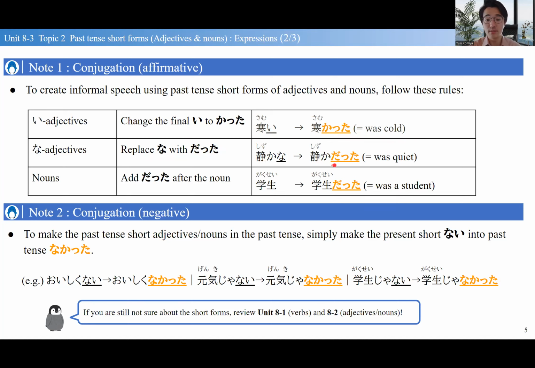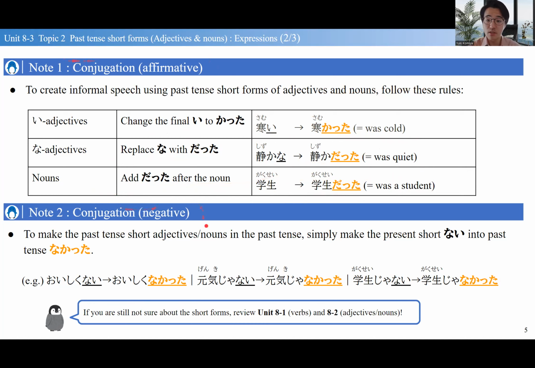静かな will be 静かだった, was quiet. Finally, for nouns, we simply add datta after the noun. 学生 will be 学生だった, was a student. So that's how to make the affirmative was something or were something.